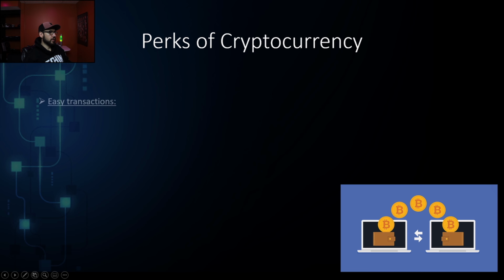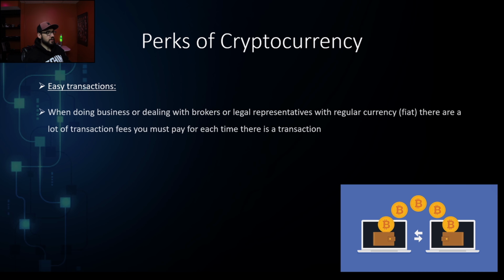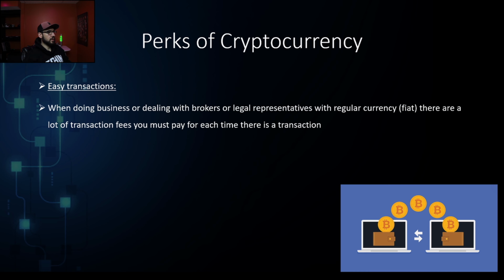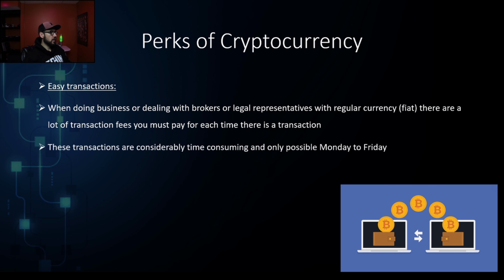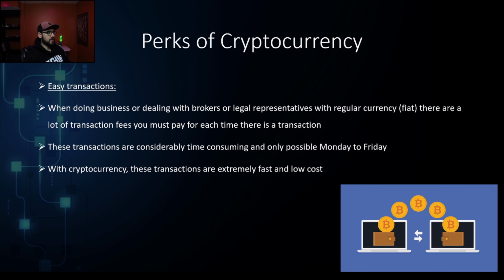So another perk of cryptocurrency is easy transactions. When doing business or dealing with brokers or legal representatives with regular currency, there are a lot of transaction fees you must pay each time there is a transaction. These transactions are considerably time consuming and mostly only possible Monday to Friday. With cryptocurrency, these transactions are extremely fast and low cost, as well as 24/7. Unlike banks, cryptocurrency is active 24/7.